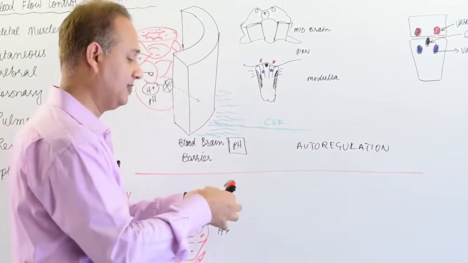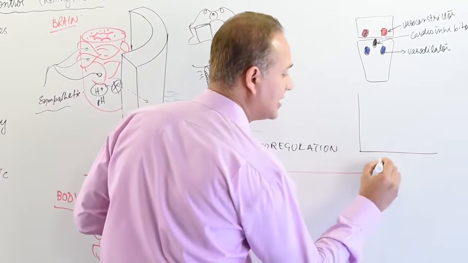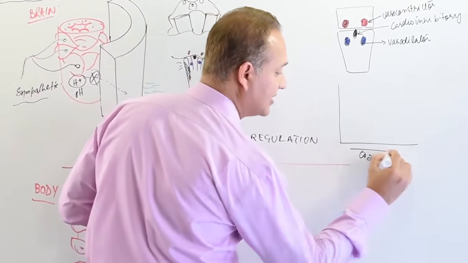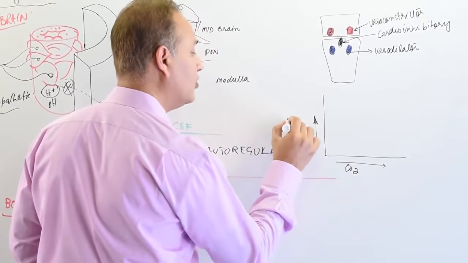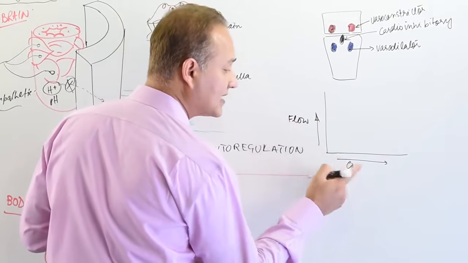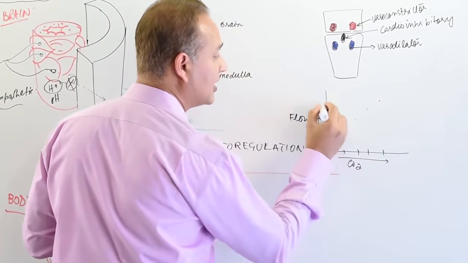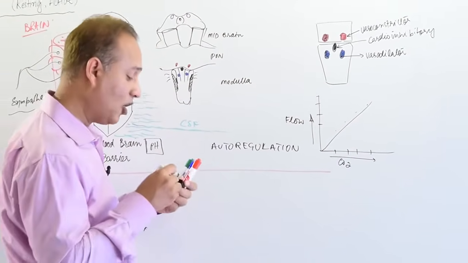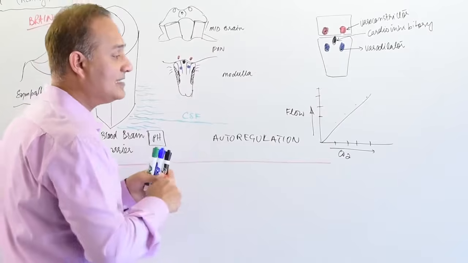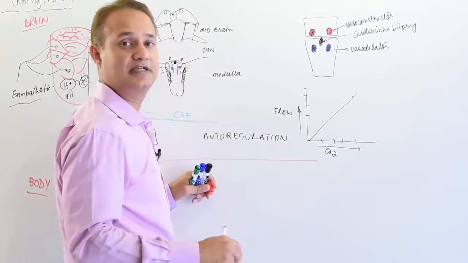So if I graph it in the brain, if this is the carbon dioxide level as it is increasing, and this is the cerebral perfusion or flow in the brain, as the carbon dioxide increases, the flow in the brain will also increase. Like this. On the other hand, oxygen, as the oxygen level increases, the flow does not decrease.